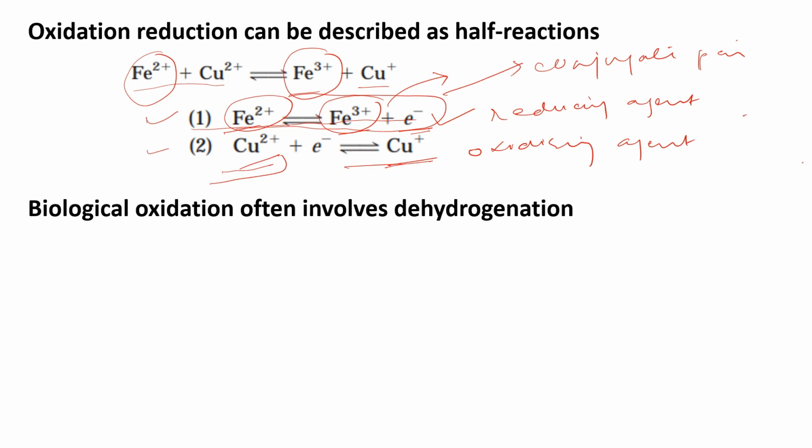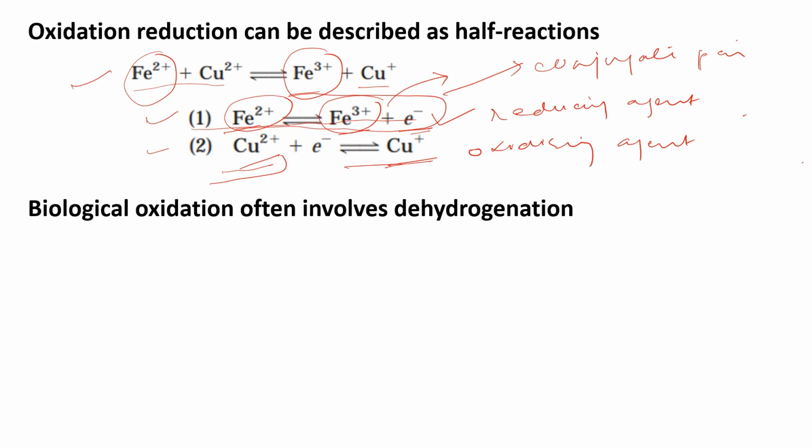In the first half, the first conjugate pair is Fe2+ and Fe3+. Fe2+ can donate electron, Fe3+ can take electron. So Fe2+ is a reducing agent, Fe3+ is an oxidizing agent. Similarly, in the second half of the reaction, the conjugate pair is Cu2+ and Cu+. Cu2+ can take electron, therefore Cu2+ is an oxidizing agent, and Cu+ can donate electron. So Cu+ is a reducing agent. So here also it makes one conjugate pair. So whenever an oxidation and reduction is happening, it is actually a two-half reaction in which one conjugate pair donates electron and the other conjugate pair accepts electron.